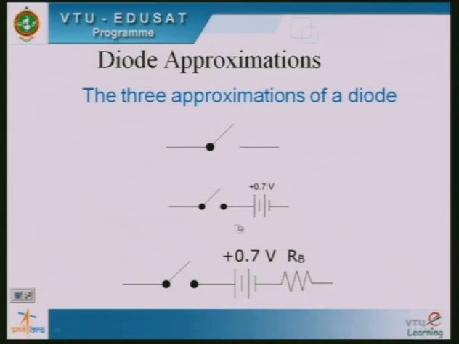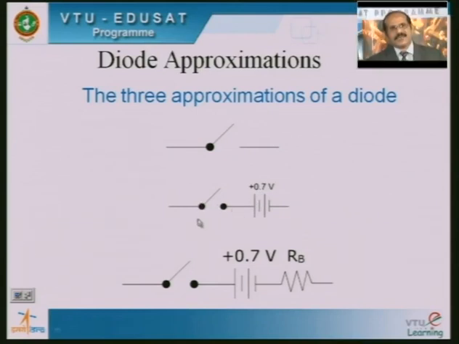In the second approximation, the semiconductor diode is represented by a switch in series with 0.7 voltage, that is the barrier potential, that is a battery here. So once again, whenever the semiconductor diode is forward bias, it acts as a closed switch, which will be in series with 0.7 volts here.